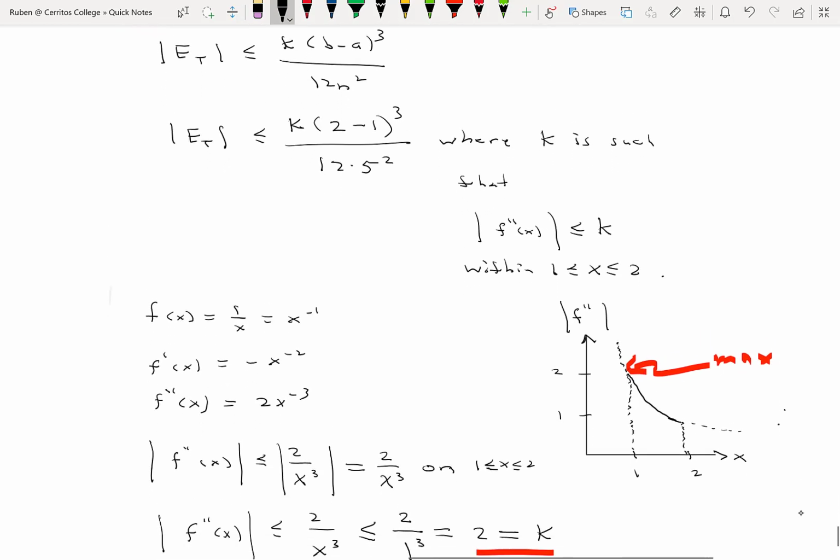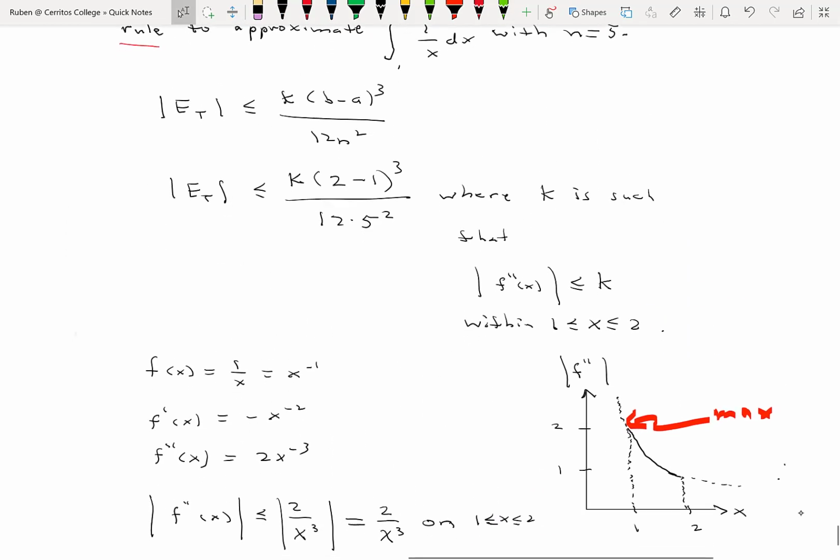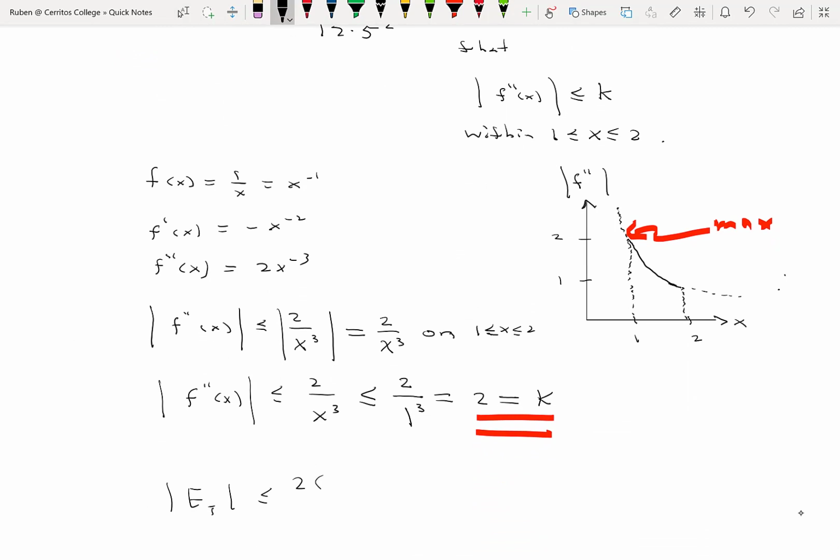The problem says then that the maximum value of the error using the trapezoid rule is no bigger than k, 2, times b minus a, 2 minus 1 cubed, over 12 times 5 squared. Okay, and this number is 0.006666, and 6 repeats.